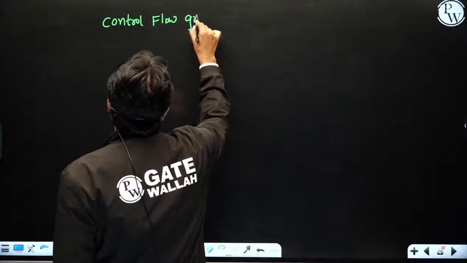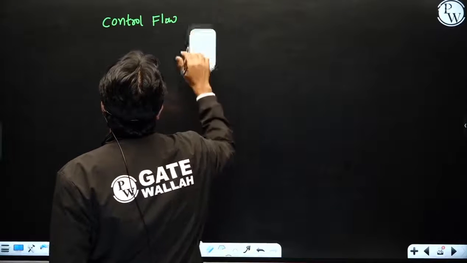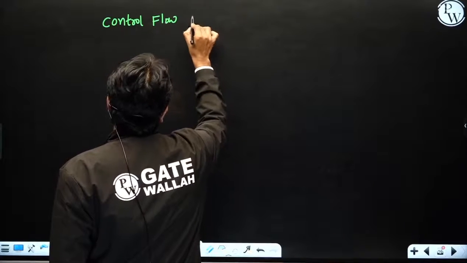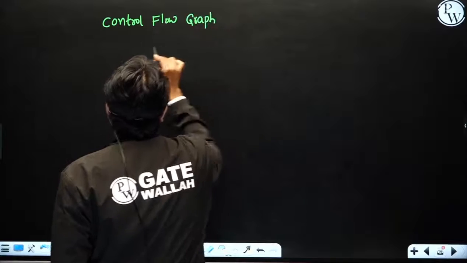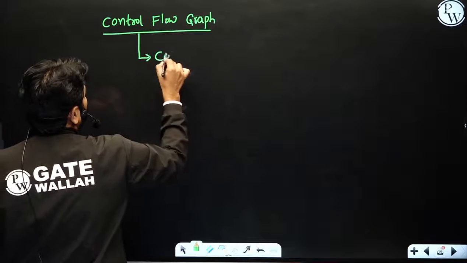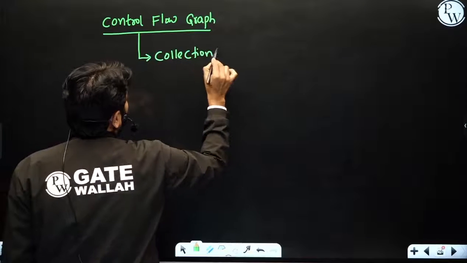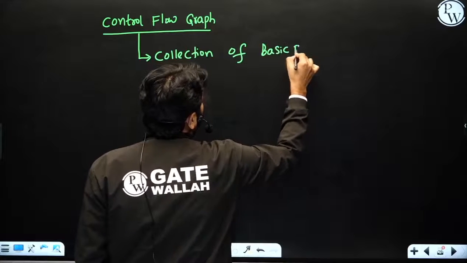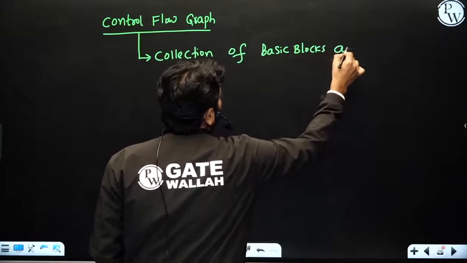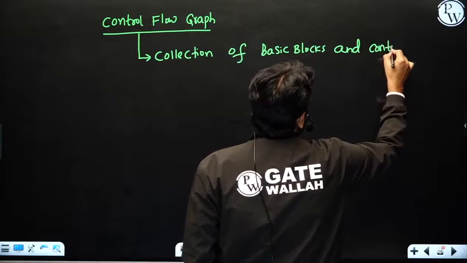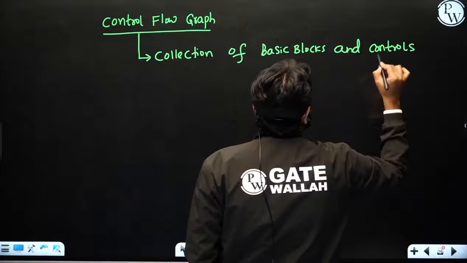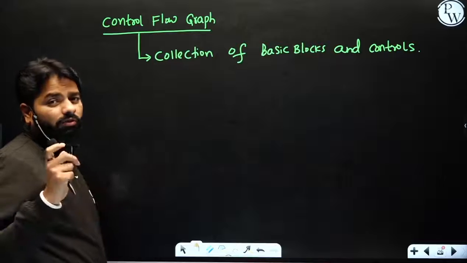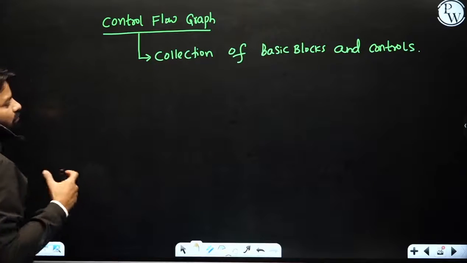The whole program is divided into basic blocks and edges. A control flow graph is basically a collection of nodes and edges, a collection of basic blocks, and also edges here called control edges. So every program that you write will be converted into a control flow graph to optimize. So what is this control flow graph?